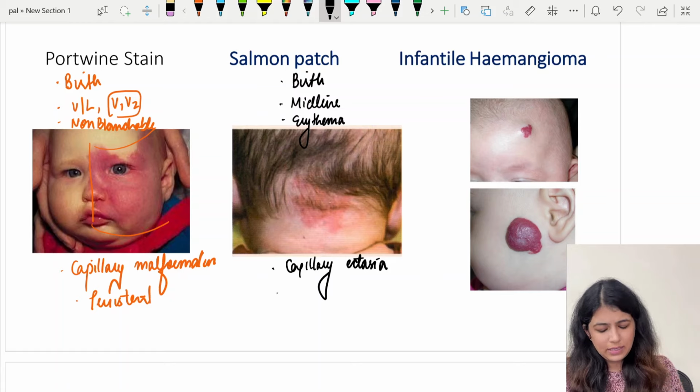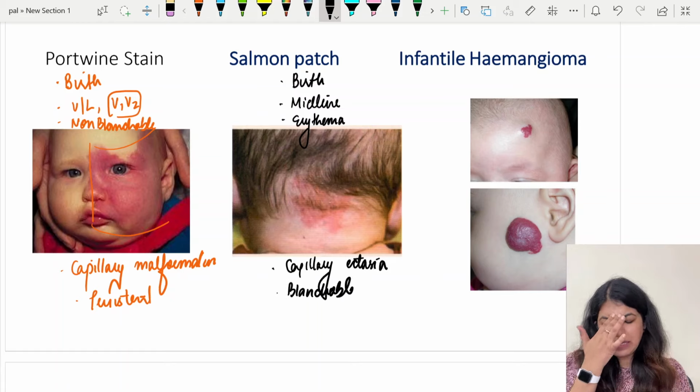It's again not raised and it is blanchable. When it is present on the glabellar area, it's called angel's kiss. When it is present on the nape of neck, it is stork bite. Another name is nevus simplex, is what was written in the question. And it goes away on its own, doesn't require any treatment.